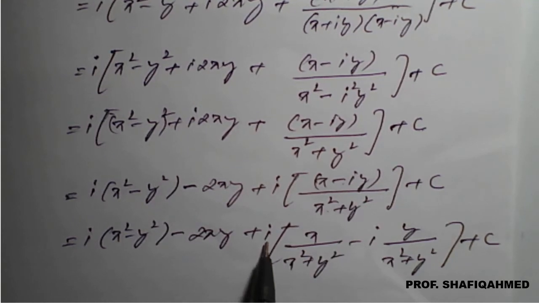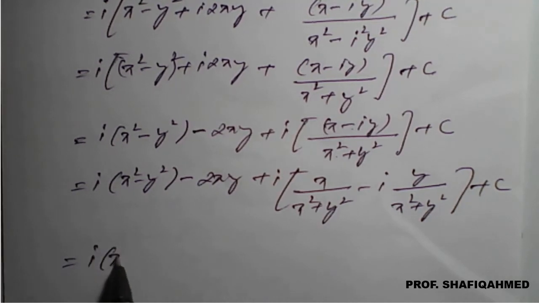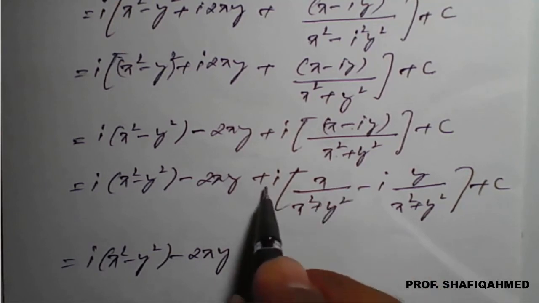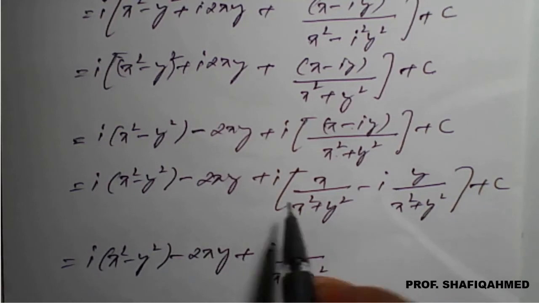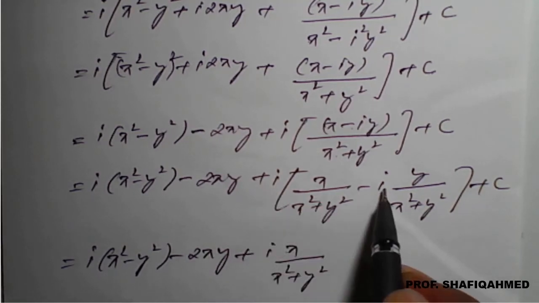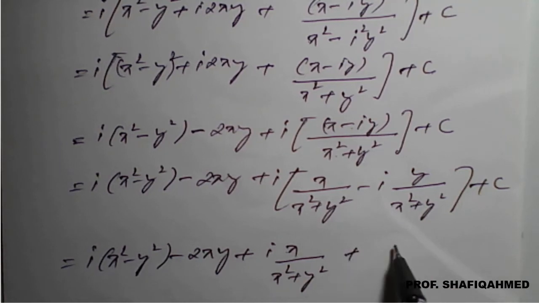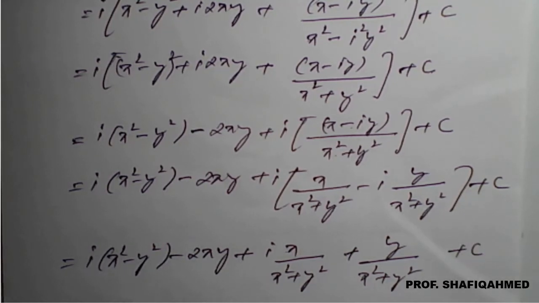Again now you push this i inside this bracket, so we will get i times (x² − y²) minus 2xy as it is. If you push this i inside, it will become i times x divided by (x² + y²). So this i into this i will become i², which is nothing but minus, and that minus and this minus will become plus, y divided by (x² + y²), and this plus c.